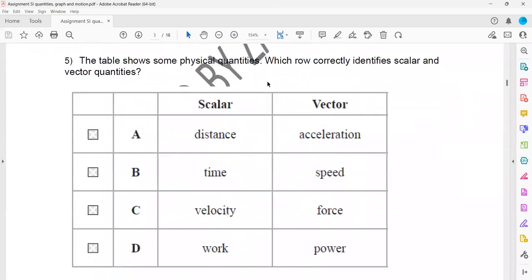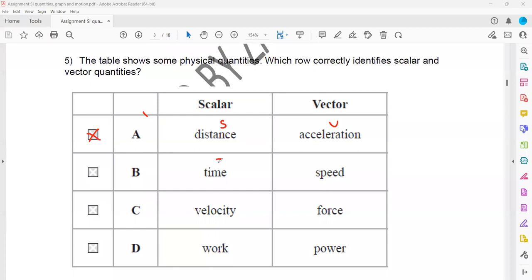In question 5, the table shows some physical quantities, and we have to identify which will correctly identify the scalar and the vector. So we have to check which one includes the correct position for scalar and which one is for vector. When we sort out, distance is a scalar quantity, velocity and acceleration are vector quantities. So A should be the right one.